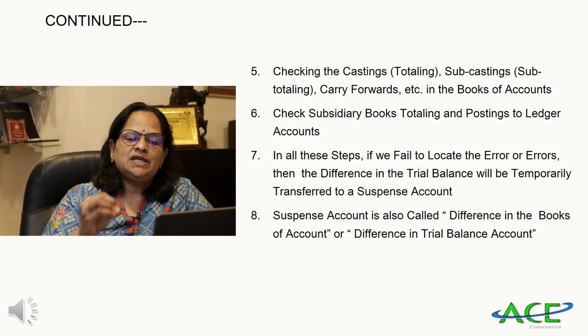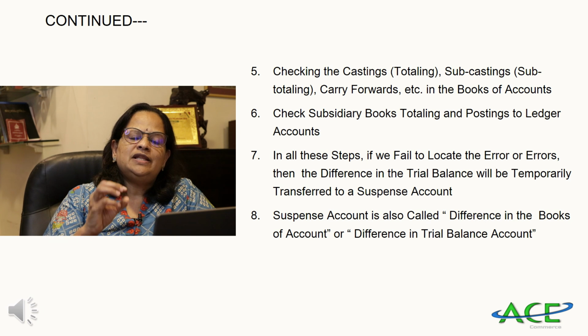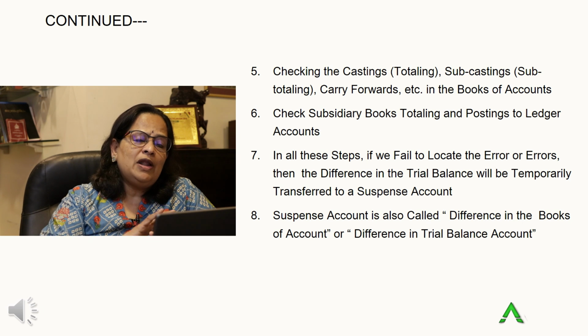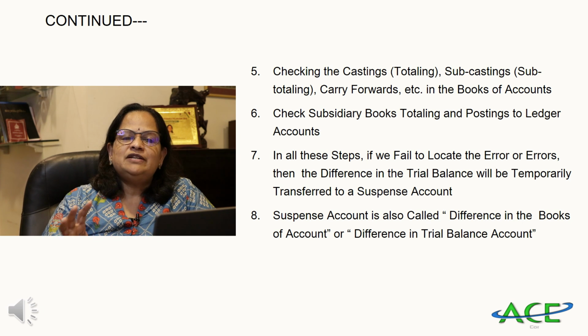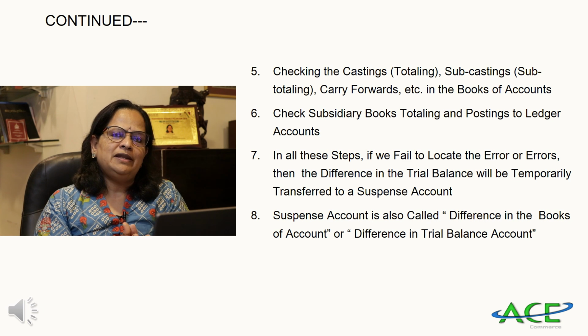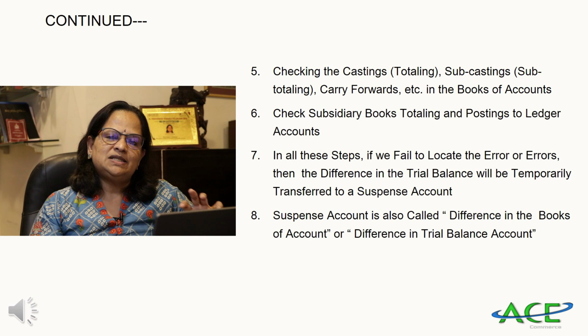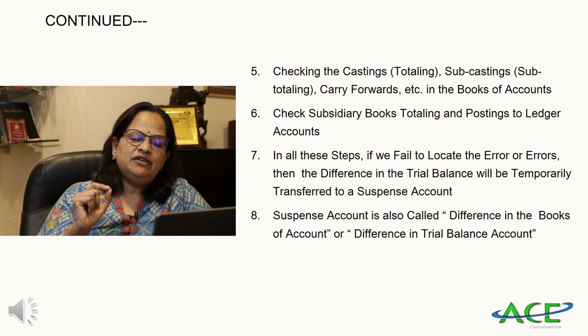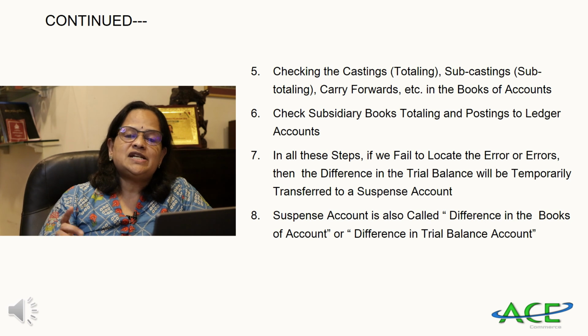Then if in all these steps we fail to locate the error or errors, the difference in the trial balance will be temporarily transferred to suspense account. So all our efforts we are trying. If there is still a difference, we cannot wait for the error to be rectified, because the final accounts have to be prepared on time. So temporarily, if we are not able to locate the error and make the trial balance tally, we will transfer this difference to suspense account. I told you in the last module, what is suspense account? We have learned that already. Suspense account is also called difference in the books of account or difference in trial balance account.